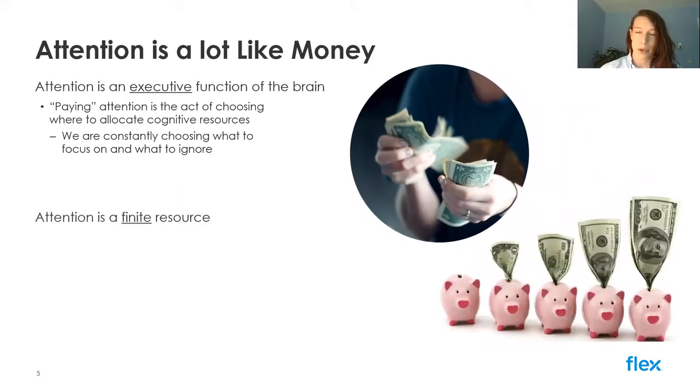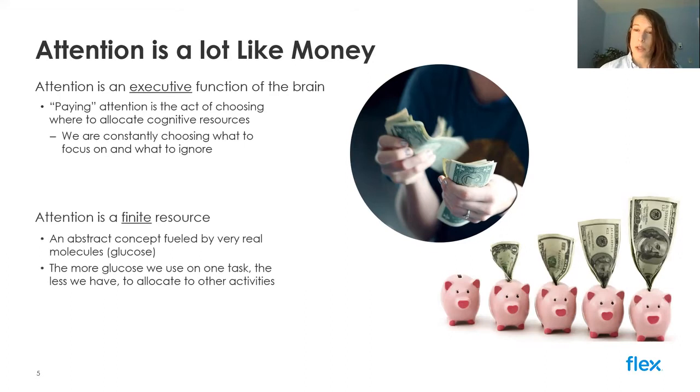So as a finite resource, just like money, the more you spend, the less you have. And in the case of this sort of abstract concept of attention, what we're really talking about are glucose molecules. So dollars, glucose, same thing. You spend it, you have less, and you need to replenish it once you've spent a good amount doing a complex task or attention-demanding activity.